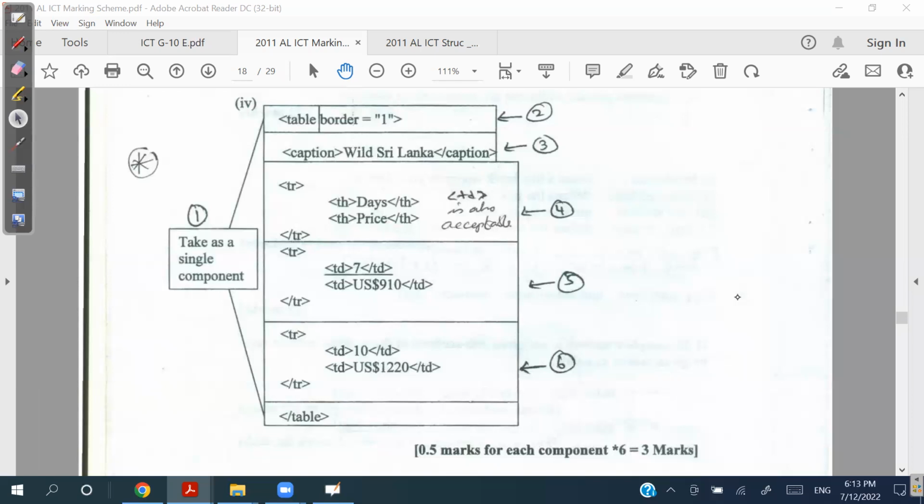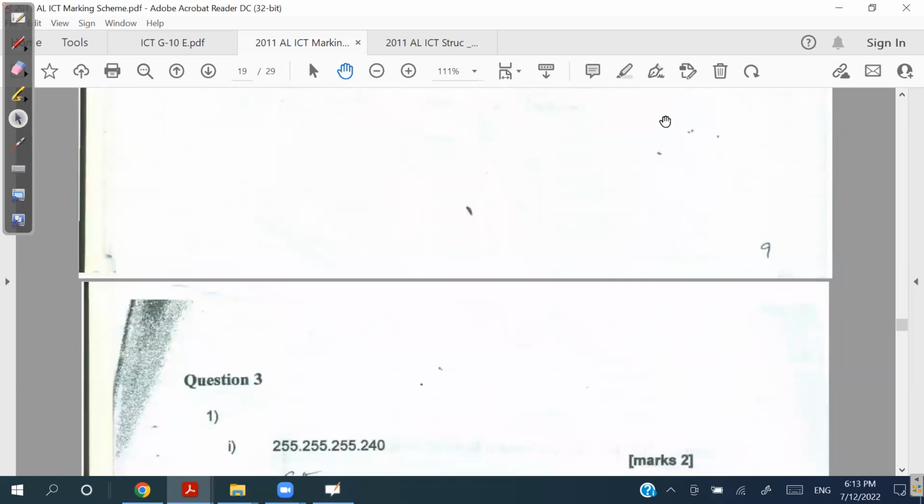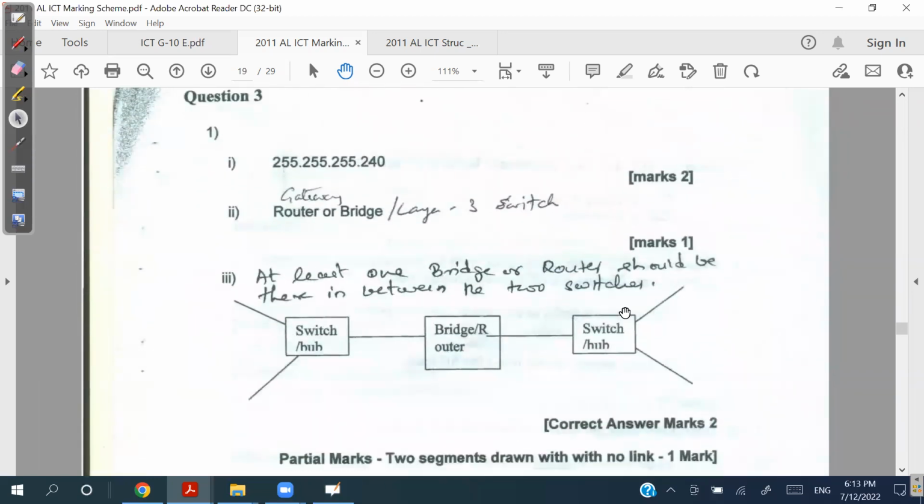Okay, Lamai. Right. Going to the third question. Who have done the third question? All right.